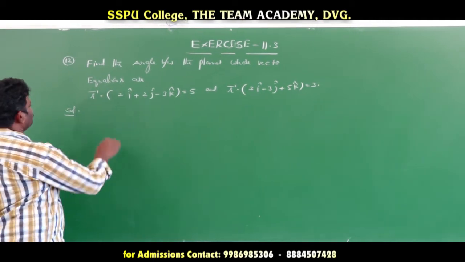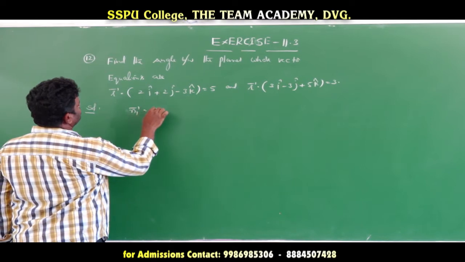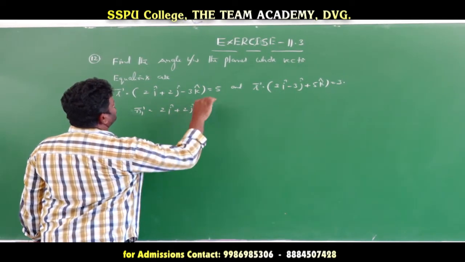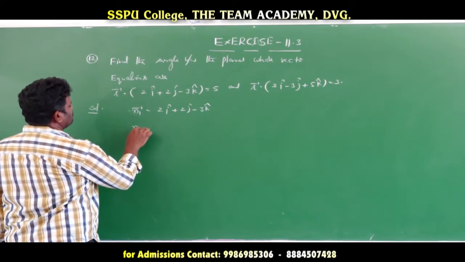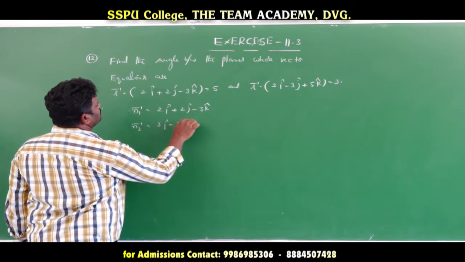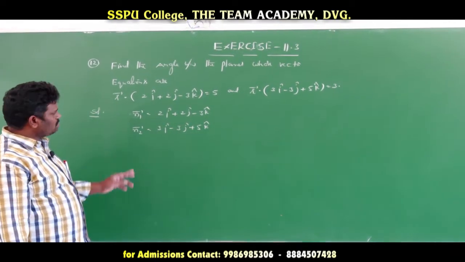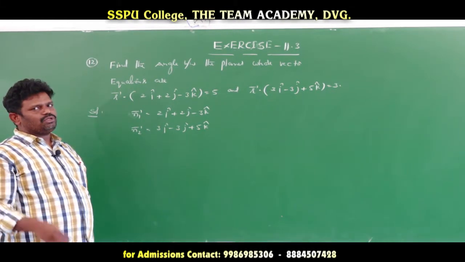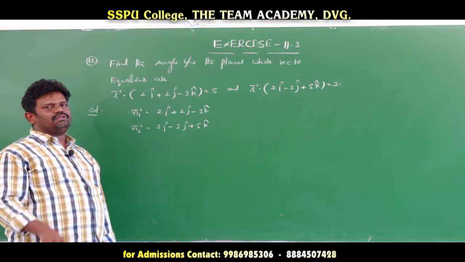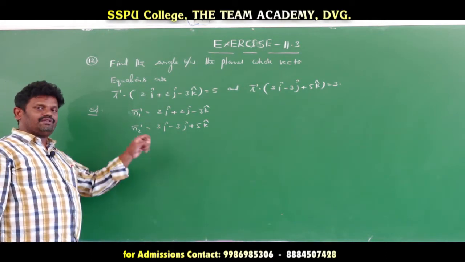So n1 bar is equal to 2i cap plus 2j cap minus 3k cap. Next, n2 bar is equal to 3i cap minus 3j cap plus 5k cap. Now these two are the normals to the planes. So already we know this concept: if you want to find the angle between two planes, that value is the angle between the normals.